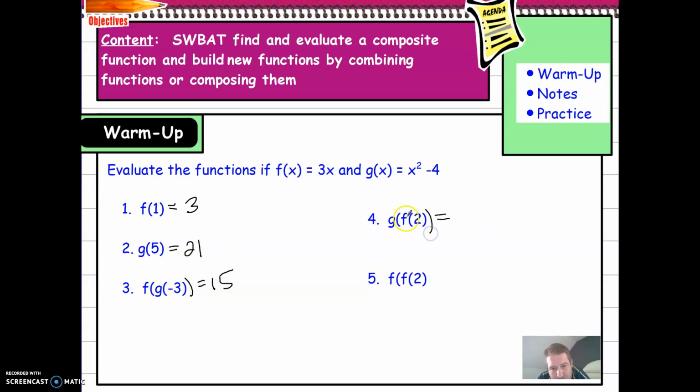For number 4, so f of 2, 3 times 2 is 6. And if I put 6 in for the g of x function, 6 squared is 36, minus 4 is 32. And last but not least, f of f of 2. So if I put 2 in for x, 3 times 2 is 6, and then f of 6 is 18. Because once I find this answer, I get 6, and then f of 6, 6 times 3 again, is 18.